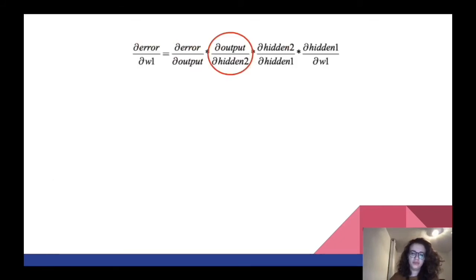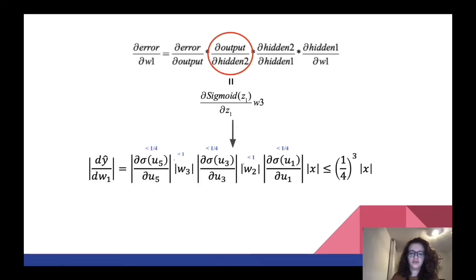So let's focus now on this individual derivative. Since the output is actually the activation function of the second layer, and we are using the sigmoid as our activation function, then the derivative of the output is going to contain the derivative of the sigmoid function. So the resulting expression will be this one. And if we put all these elements together, we obtain this formula.